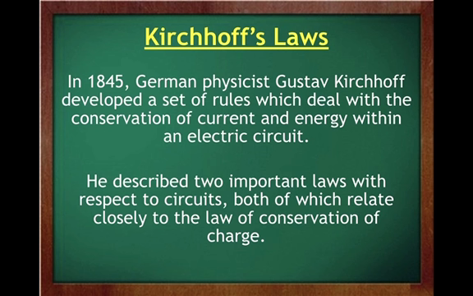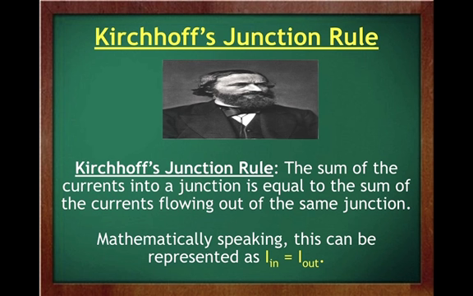In 1845, German physicist Gustav Kirchhoff developed a set of rules which deal with the conservation of current and energy within an electric circuit. He described 2 important laws with respect to circuits, both of which relate closely to the law of conservation of charge. We first have Kirchhoff's junction rule, which says that the sum of the currents into a junction is equal to the sum of the currents flowing out of the same junction.